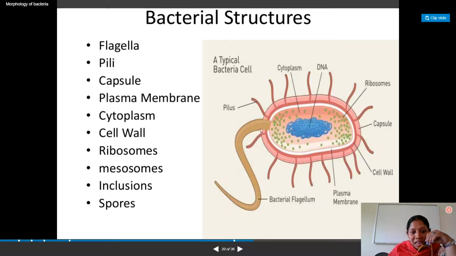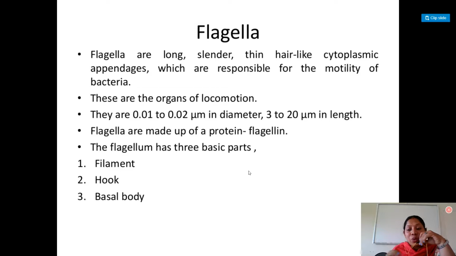Flagella, you can see the tail-like structure here. Yes, that's called the bacterial flagellum or flagella. Pili, capsule, plasma membrane, cytoplasm, cell wall, ribosomes, mesosomes, inclusions and spores. So let us go with each one in detail. Yes, let us go with flagella.